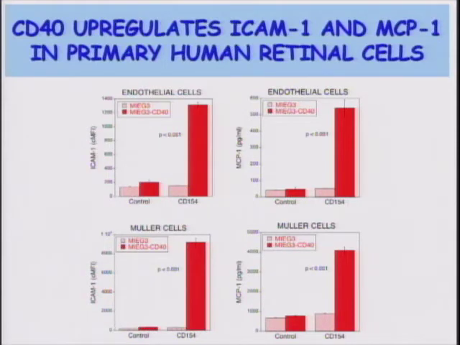When these cells were exposed to CD154 as opposed to control, there was marked upregulation of ICAM1 both in primary human endothelial cells as well as in primary human Muller cells. When we look at the production of MCP1, we also found that CD40 stimulation triggered MCP1 production by both human endothelial cells as well as Muller cells. And not shown here is that we find similar results with primary human pericytes.